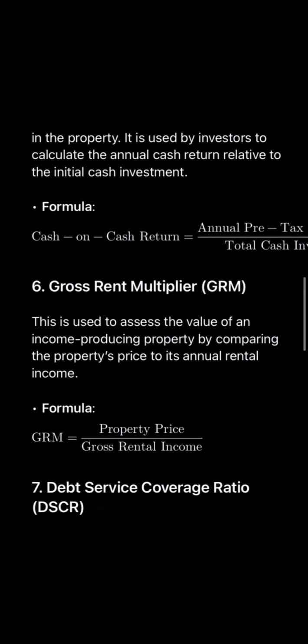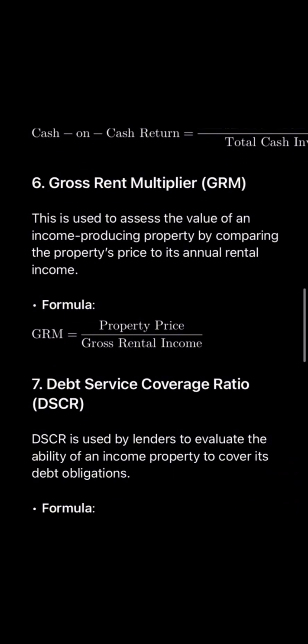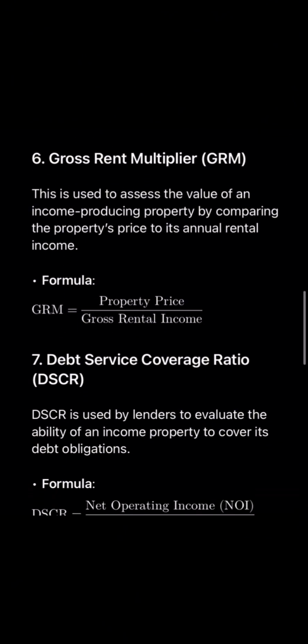6. Gross rent multiplier, GRM. This is used to assess the value of an income-producing property by comparing the property's price to its annual rental income. Formula: GRM = property price / gross rental income.